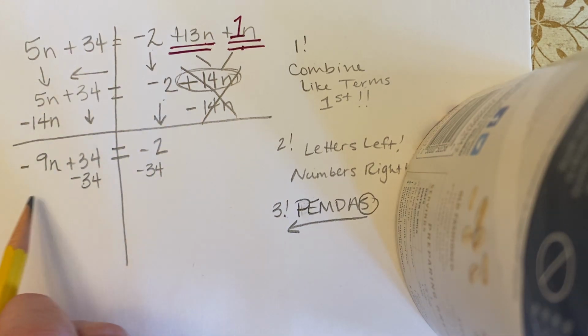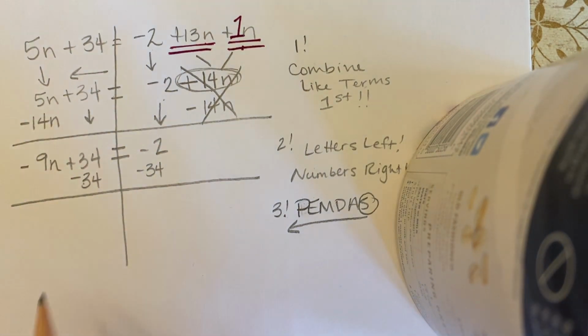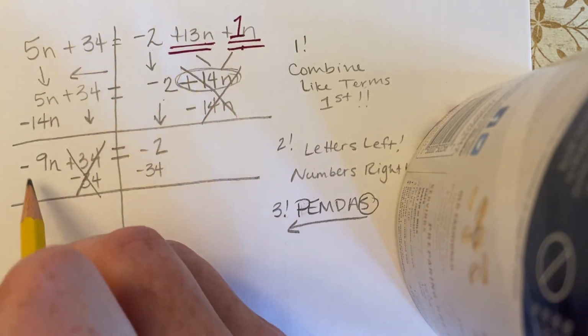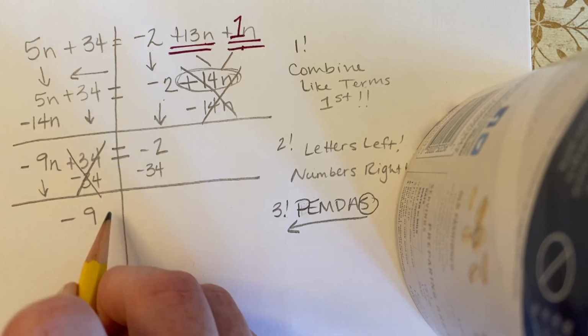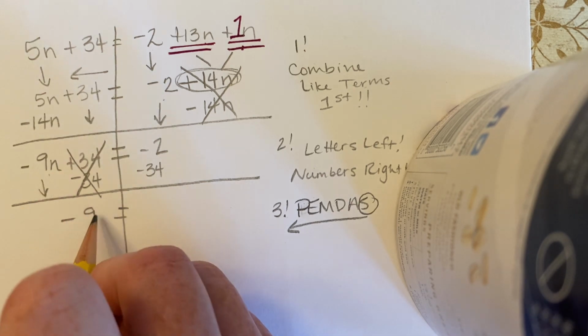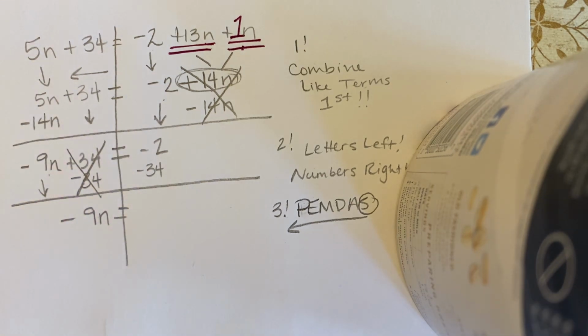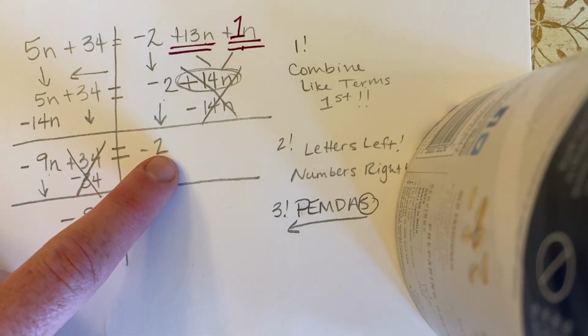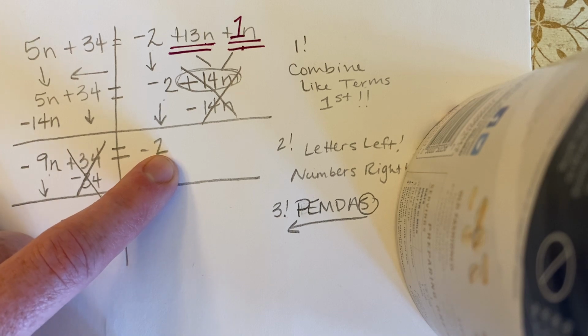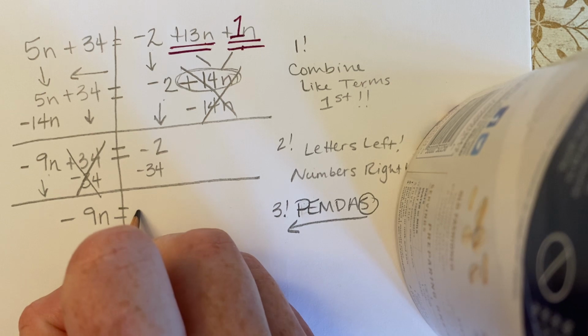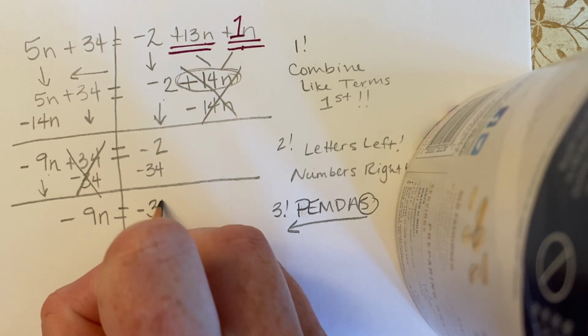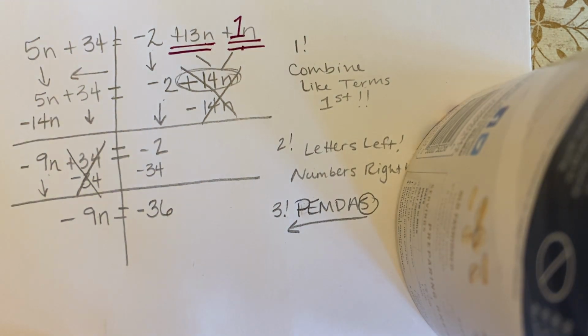Okay, again, let's draw that baseline all the way across. These cancel. I can drop my negative 9n equals, don't lose the n. Negative 9n equals, again, I'm taking away, and I'm already $2 in the hole. Now I've got to come up with 34 more. So I'm still in the hole, negative 36.